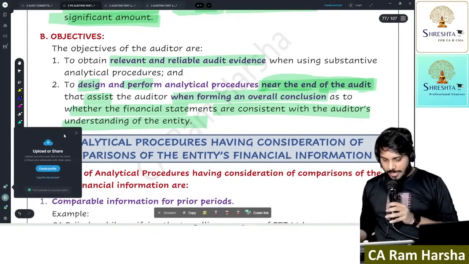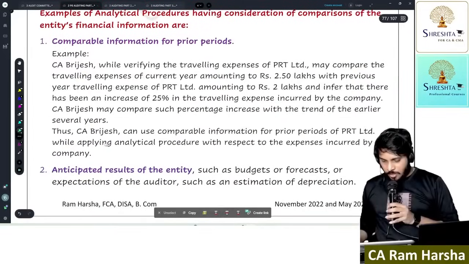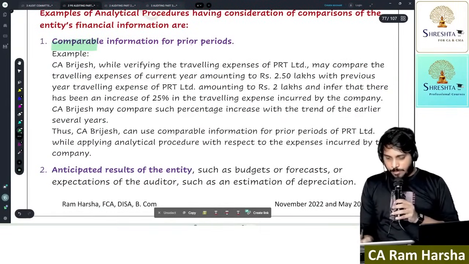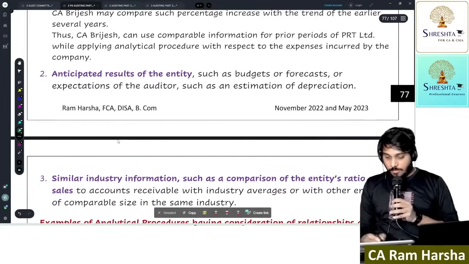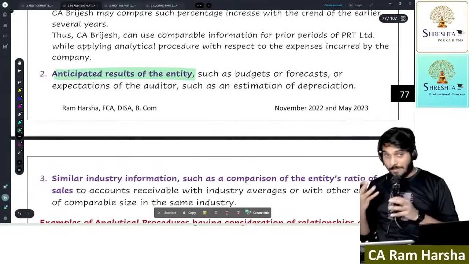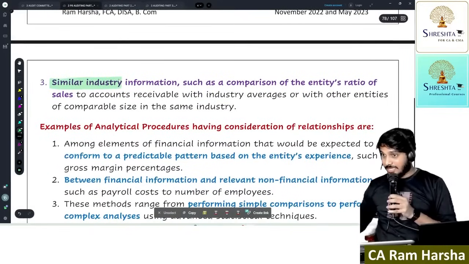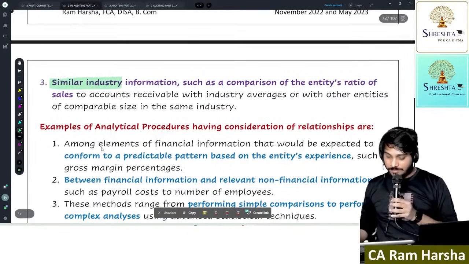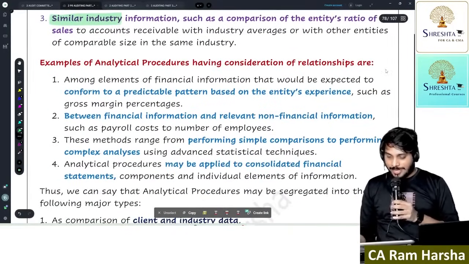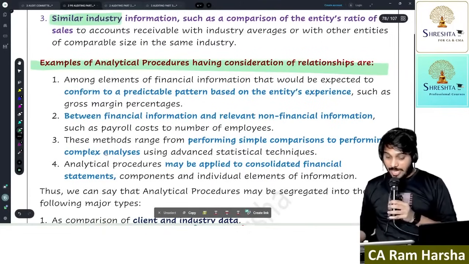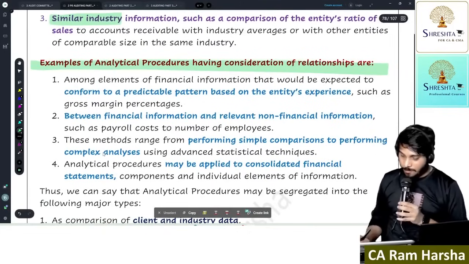Now, what in analytical procedure will we check? We will compare prior period data. We will also compare the existing data with anticipated data. We will compare with similar company data. Yes or no? So what are all the examples of analytical procedures having consideration of relationships?